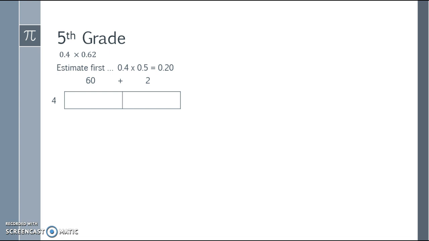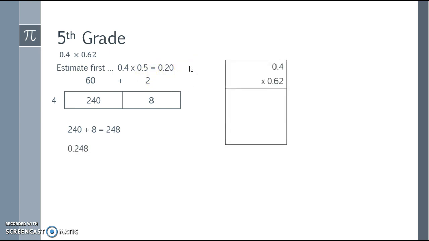But I'm still writing them in expanded form. So 62/100ths is the same as 60 plus 2, just ignoring the decimal. And 4/10 is the same as just 4. So when I multiply 4 times 60, we get 240, and 4 times 2 is 8. Adding them together, I get 248. But our estimation said 20 hundredths. Therefore, we need to move my decimal to be 0.248, so 248 thousandths, using our estimation to help us determine where the placement of our decimal should be.